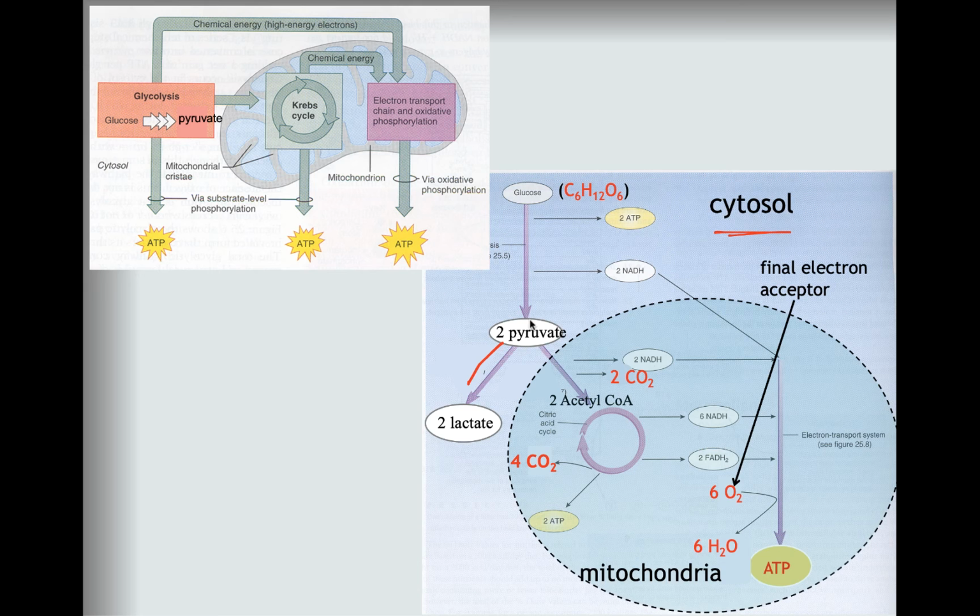And then again here you can see pyruvate moves into the matrix. We go through pyruvate oxidation, we go through Krebs cycle, then we go through electron transport and oxidative phosphorylation. Okay, and so here are our byproducts.